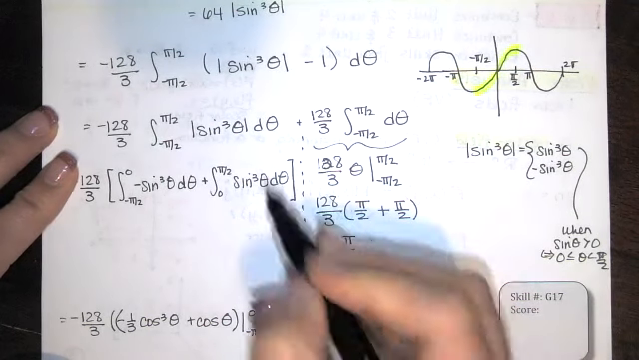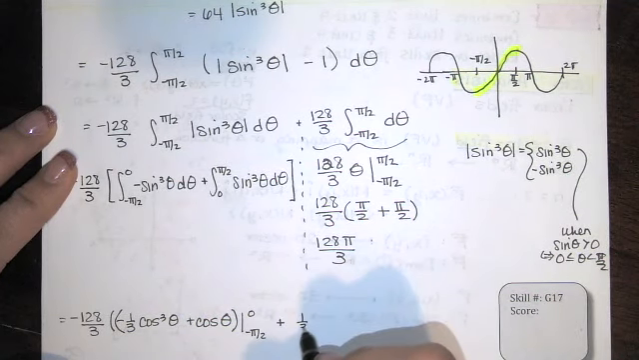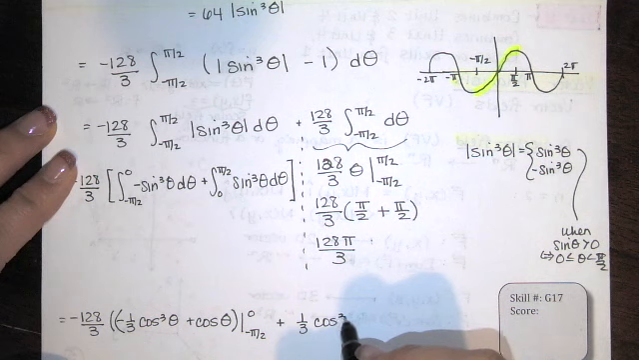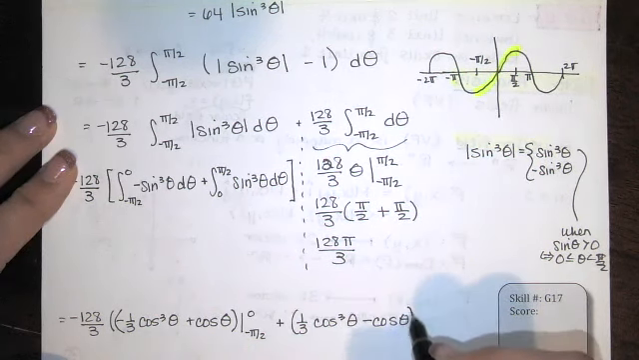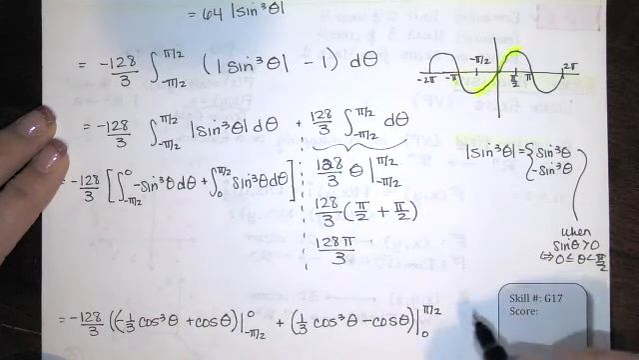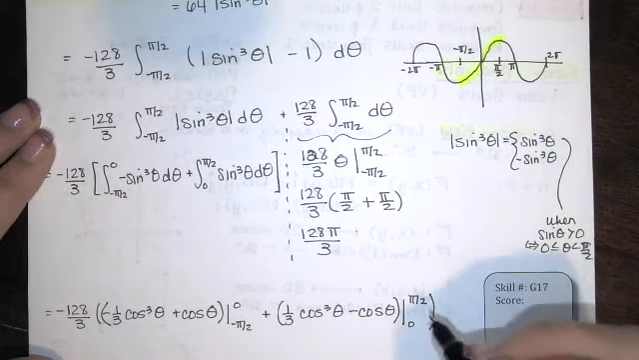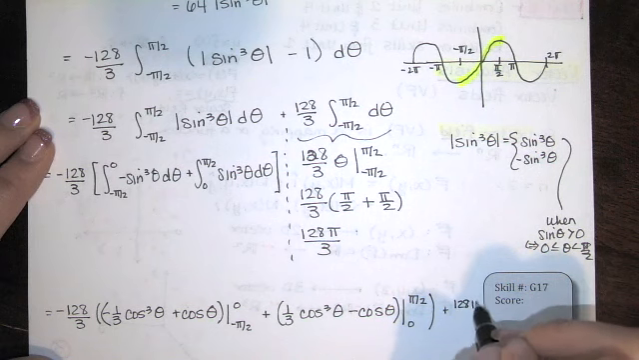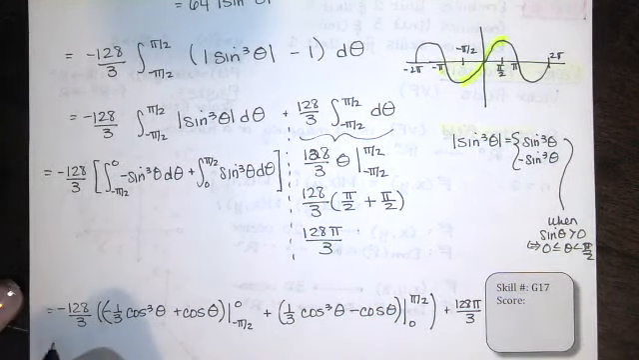And then we want to add the antiderivative of this, which is exactly like this, but multiplied by -1. So 1/3 cosine cubed theta minus cosine of theta. And you want to evaluate that from 0 to pi/2. We want to take all of this and multiply it by that -128/3. And don't forget to add that 128 pi/3 here from here. Okay, so that's the plan.